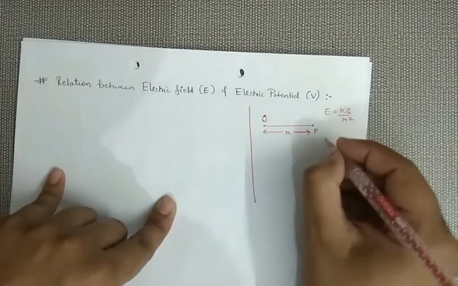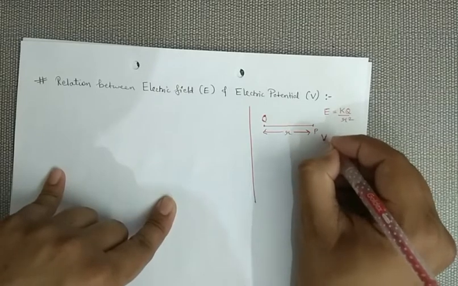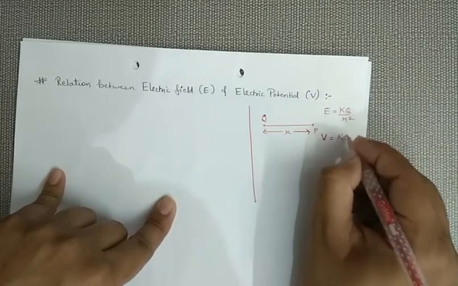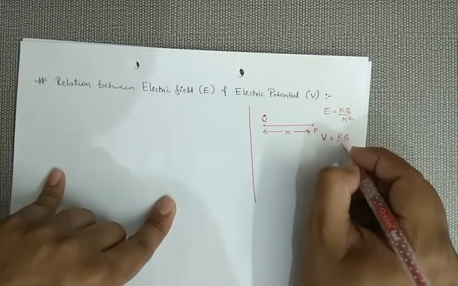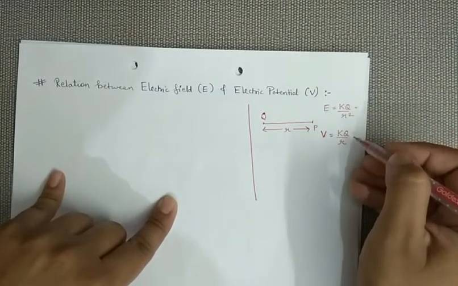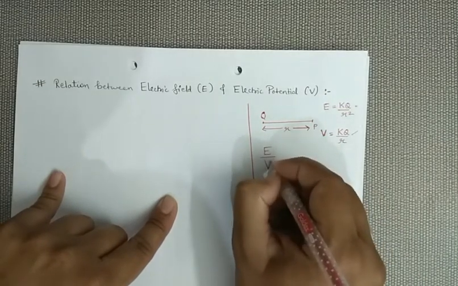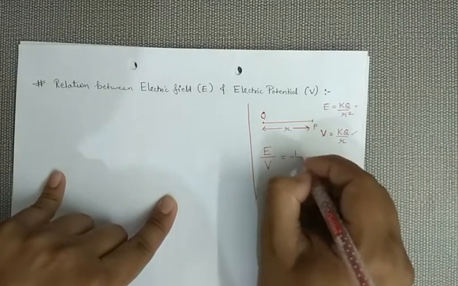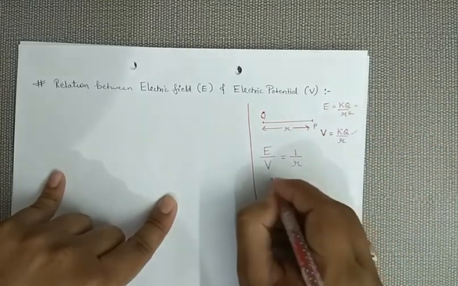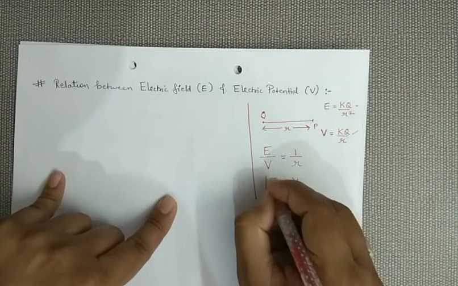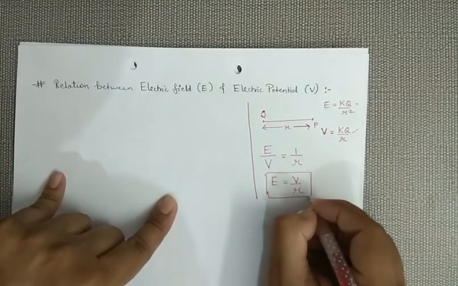And in the previous derivation, I have shown you the potential at this point. Because of this charge, potential is KQ by R. This is electric field, this is electric potential. If I take a division of field upon potential, I will get 1 by R, cancelling out all the terms. So electric field is simply defined as potential per unit length.